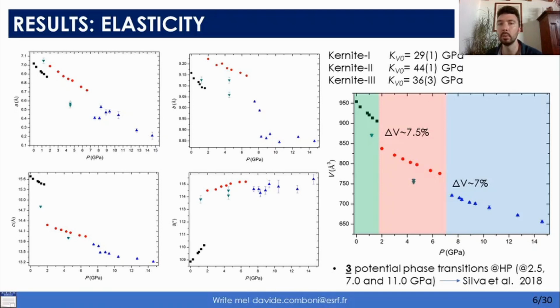I want to point out that the elastic parameters, the bulk modulus, which is the reverse of the compressibility, as it is stated in thermodynamics, differs in the three polymorphs of kernite, and in particular the kernite 2 polymorph has the higher bulk modulus. Okay, we will discuss that when we see what happened to the structure of kernite 2 when there is the kernite 1 to kernite 2 phase transition.